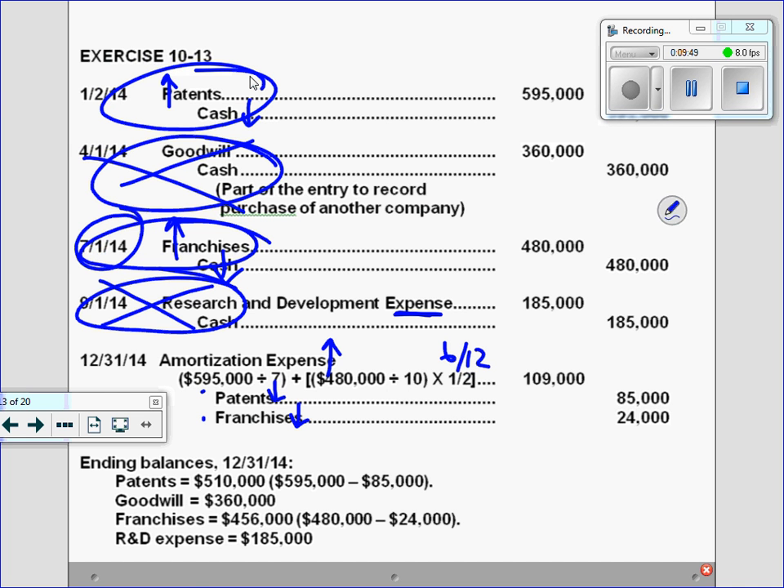They ask you to show what it would look like, I think, on all the ending balances. I'm going to be honest, we're running out of time, so I'm going to keep going.